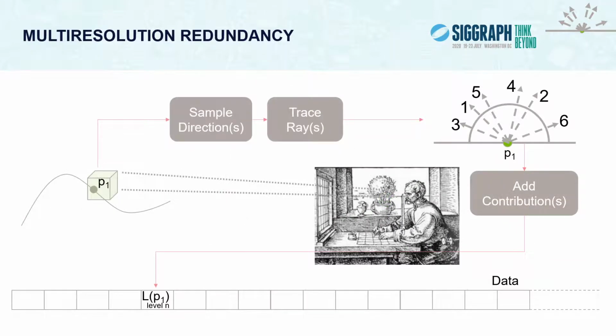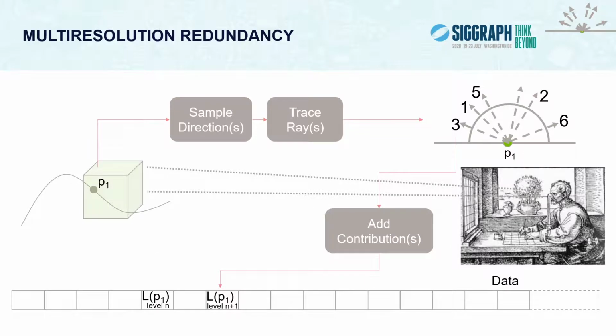Now, if we compute our ambient occlusion at a given point, and we move back, for example, then we will still see that point, but at a different level of detail. And then we would need to sample again the incoming lighting at that point, although we already did it before at a finer resolution.